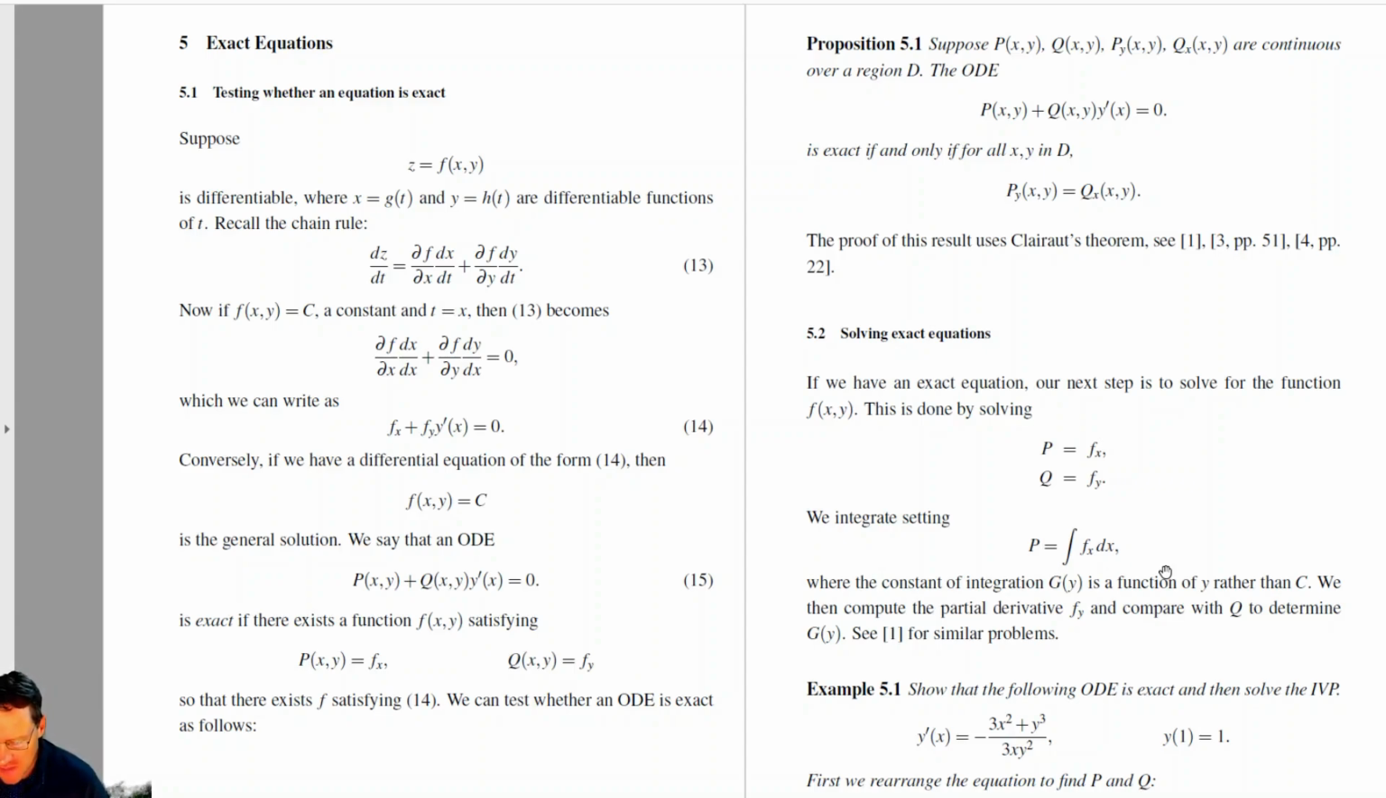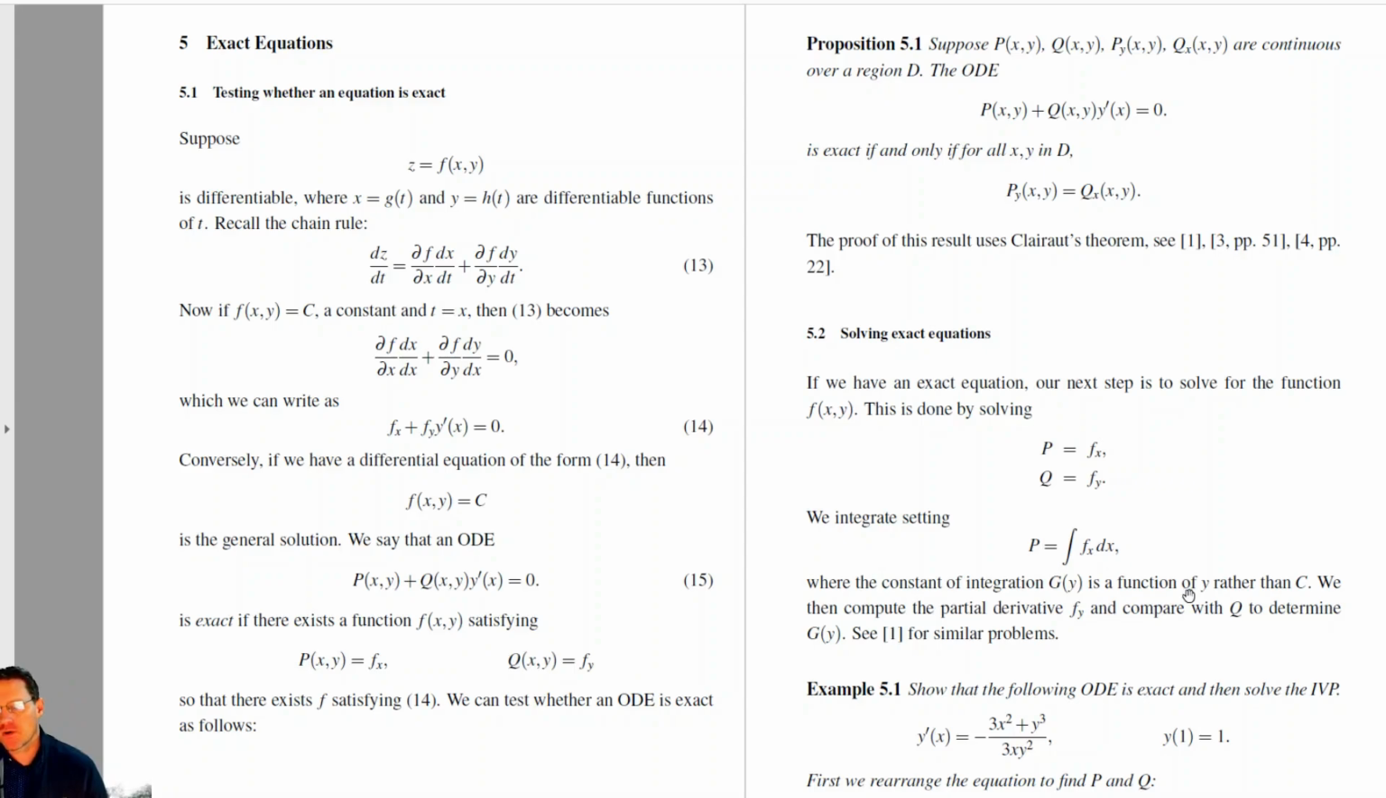Okay, so we integrate that partially. And the constant of integration will be a function of y, because remember, if you take a partial derivative of a function of y with respect to x, that is just equal to 0, because the y's are treated as a constant when differentiating partially with respect to x. So the constant of integration is a function in this case. And so then you have to use the second partial differential equation to find out what that function actually is.